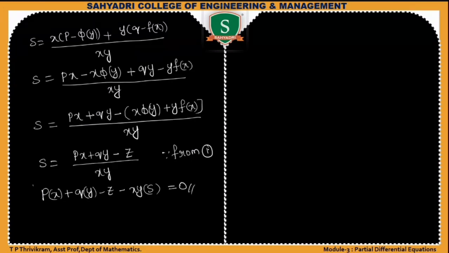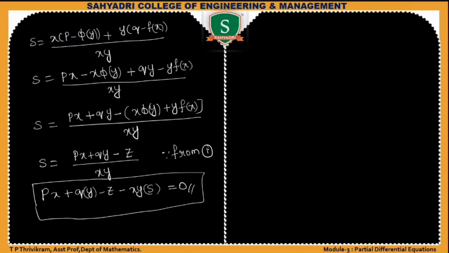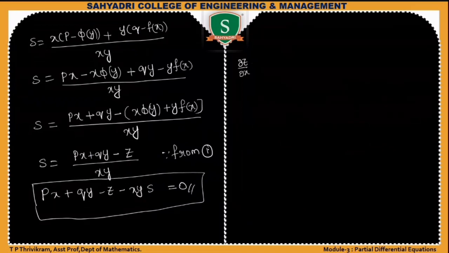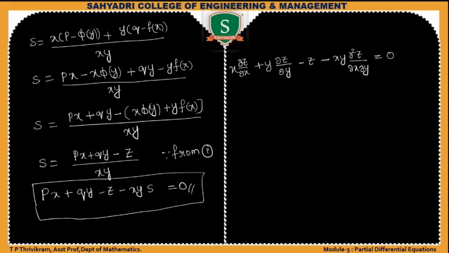So finally we got the required equation in terms of p, q, r, s. It is not p of x, it is p into x, q into y, minus z minus xys. You can write it as xys. Fine. Or you can write it in this way also: x into ∂z/∂x plus y into ∂z/∂y minus z minus xy ∂²z/∂x∂y, which is equal to 0. Fine.